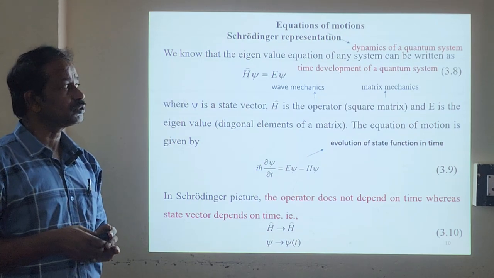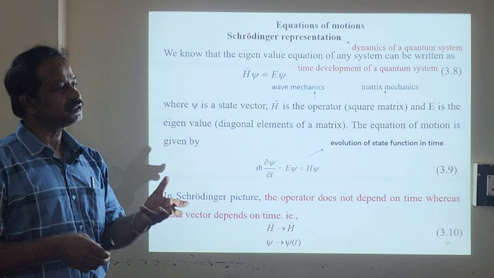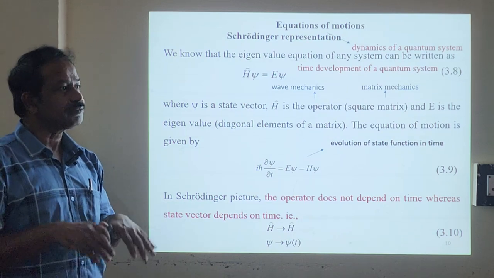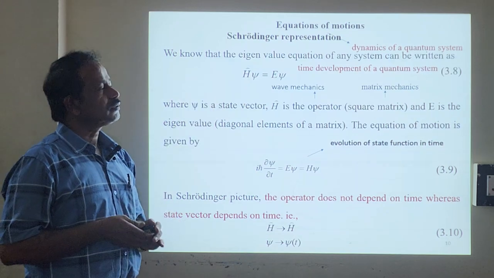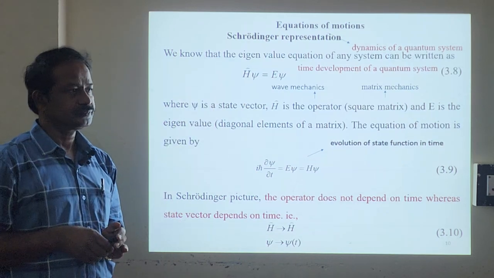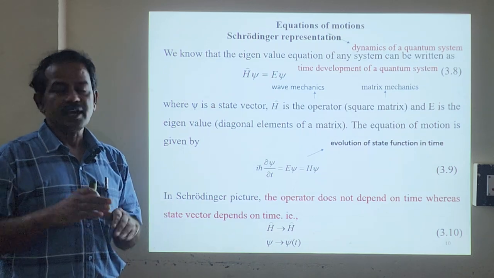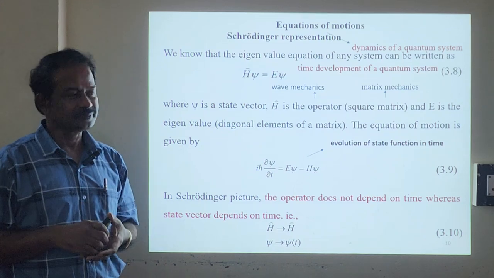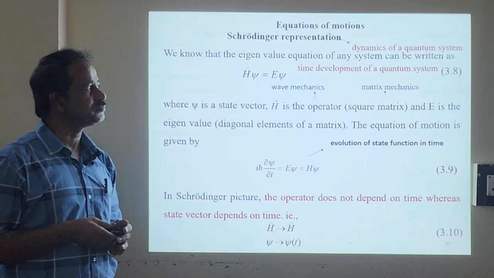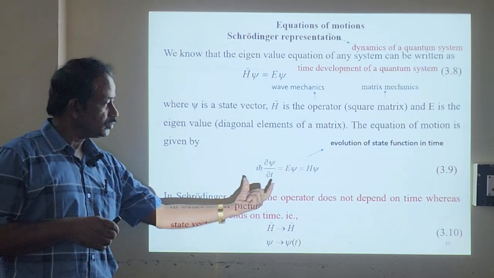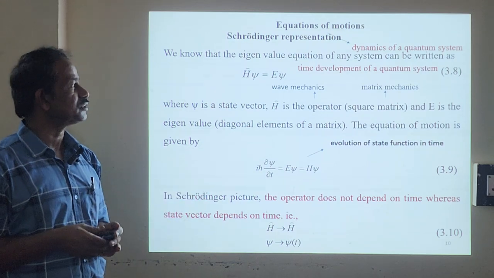So equations of motion represent the dynamics of a quantum system. Any quantum system can be represented in terms of dynamic variables. So we talk about the time development of a quantum system. You have a quantum particle, and after a few seconds, say after 5 seconds, where the particle will be can be read in terms of the time development of the quantum system. So this equation represents the time development of a quantum system, and it's called the dynamics of a quantum system.